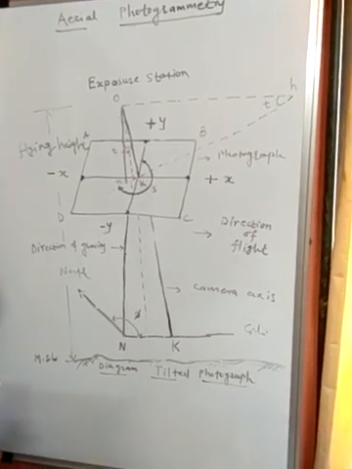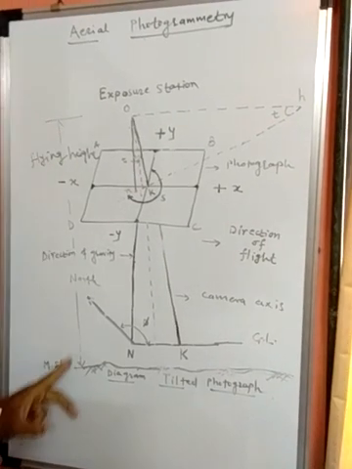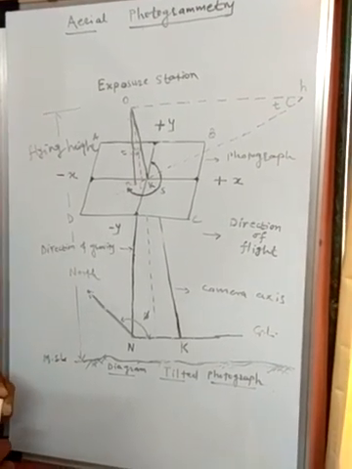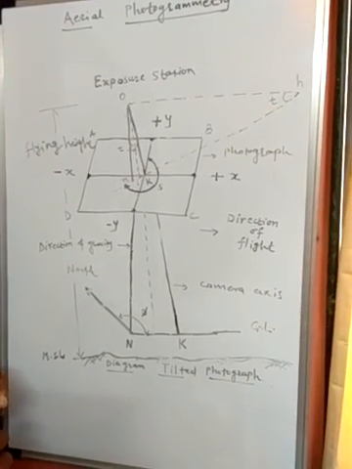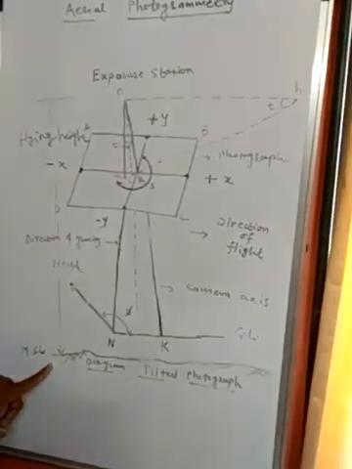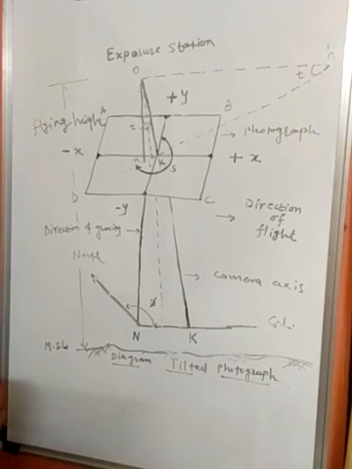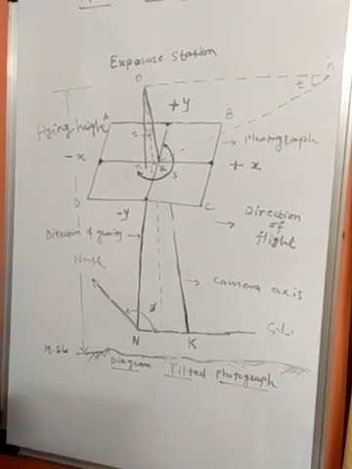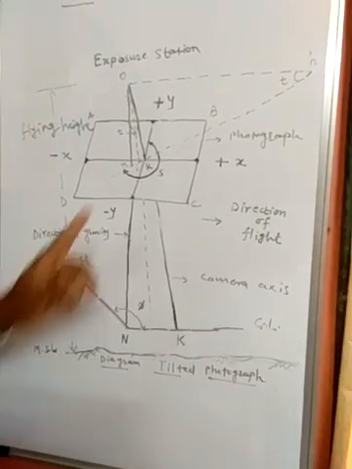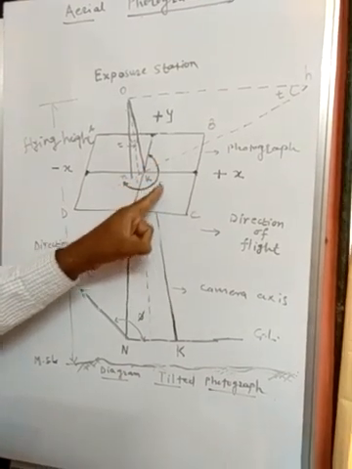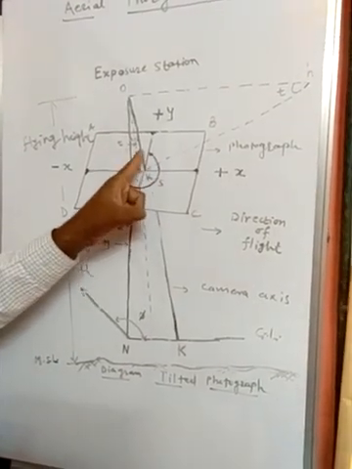Then what about flying height? This flying height is nothing but the elevation of the exposure station above MSL or any other selected datum. Then, a very important point, this is called swing. This is the swing of the photograph.